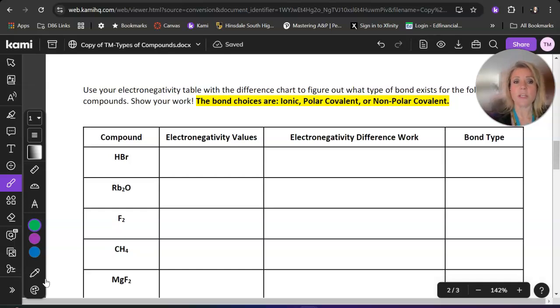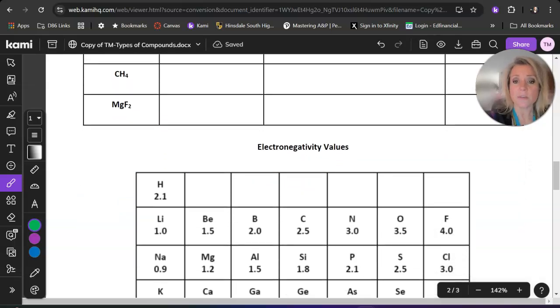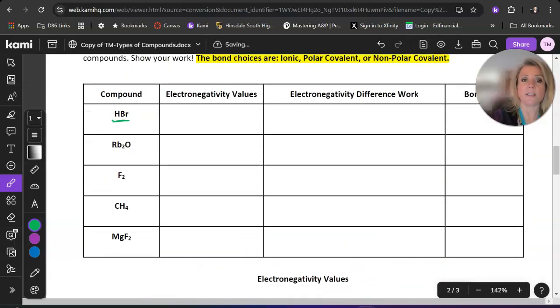So what we're going to do here is take a look at some of these compounds, and we want to see what kind of bond they actually have. So here in the compound HBr, we have hydrogen and bromine. And so to figure out what kind of bond we have, we need to look at something called electronegativity values. The electronegativity values are found in this table here. So hydrogen is 2.1 and bromine is 2.8.